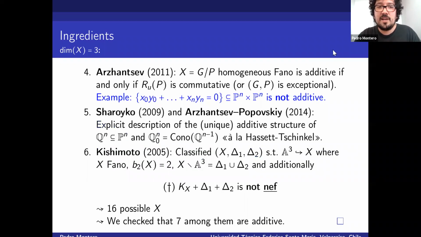Then you can ask for flag varieties, homogeneous varieties if you want. For instance, a very nice example is the projectivization of the tangent bundle of P2, right? This variety.